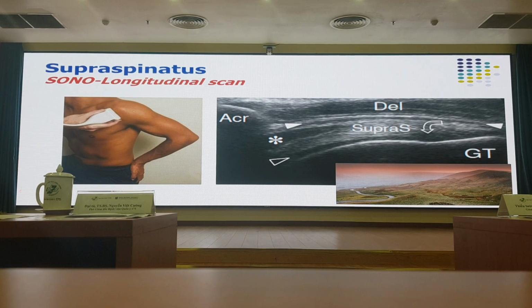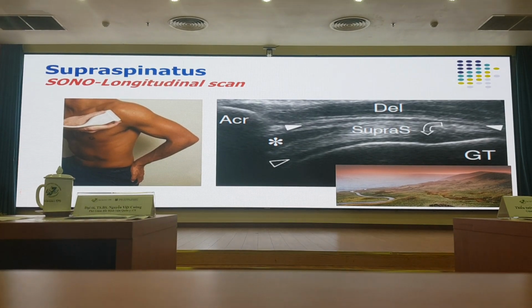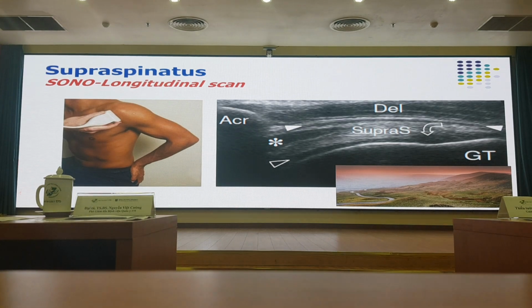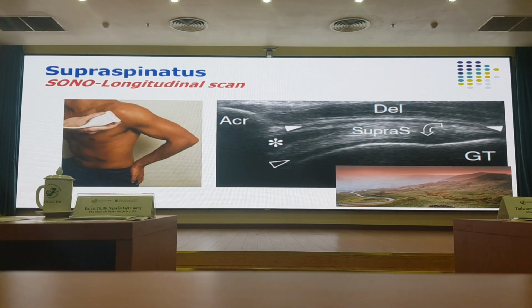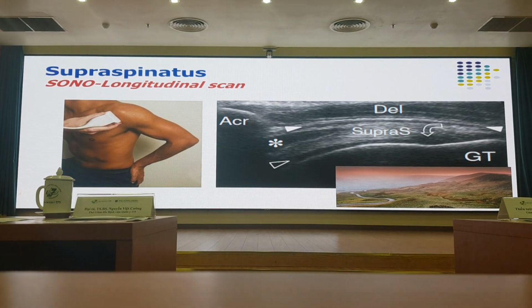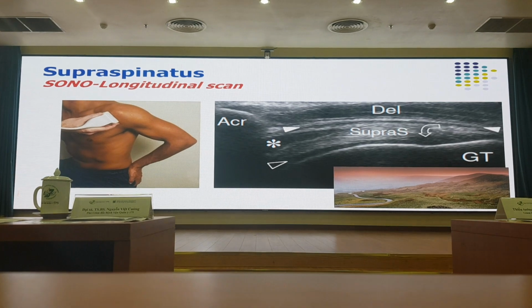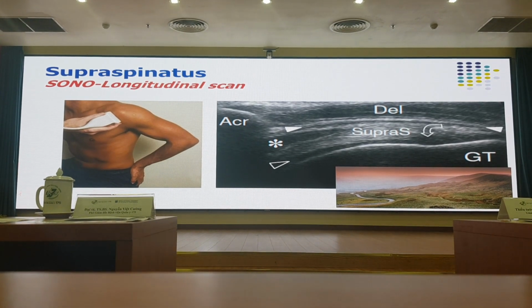To find the supraspinatus, I always check the longitudinal scan first, and I always try to find the ridge of the mountains. You can see on the right side the smooth ridge is the humeral head, and the rest is the greater tuberosity. It looks like a ridge of the mountains, and the supraspinatus is just above the ridge of the mountain, like this.